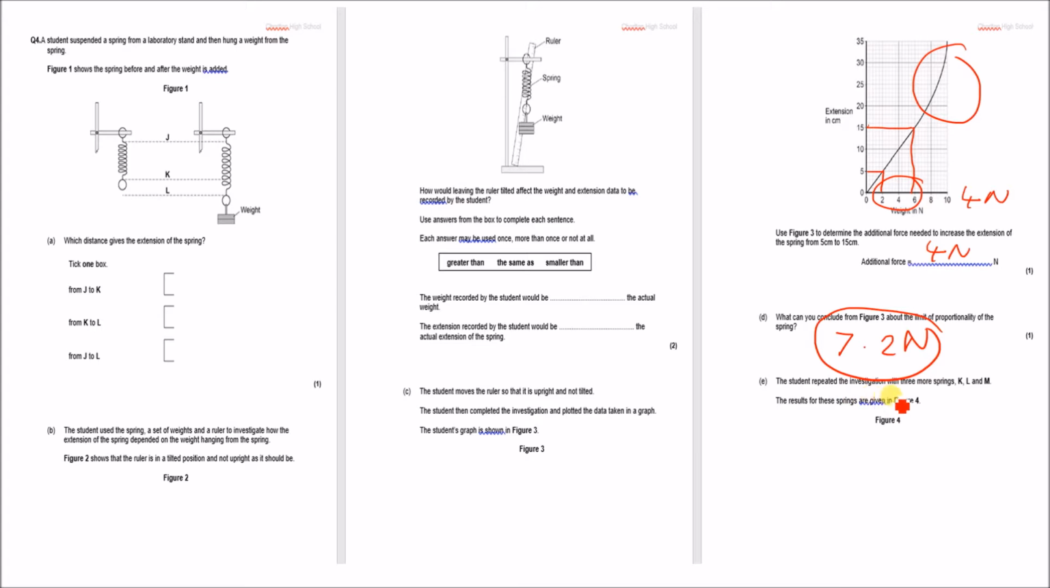The student repeated the investigation with 3 more springs, K, L and M, and the results are on the following page. So for this one, you can clearly see they are all still directly proportional. And the first question says, what is this relationship? Well, I've just said the extension is directly proportional to the weight. So that's going to be that one.